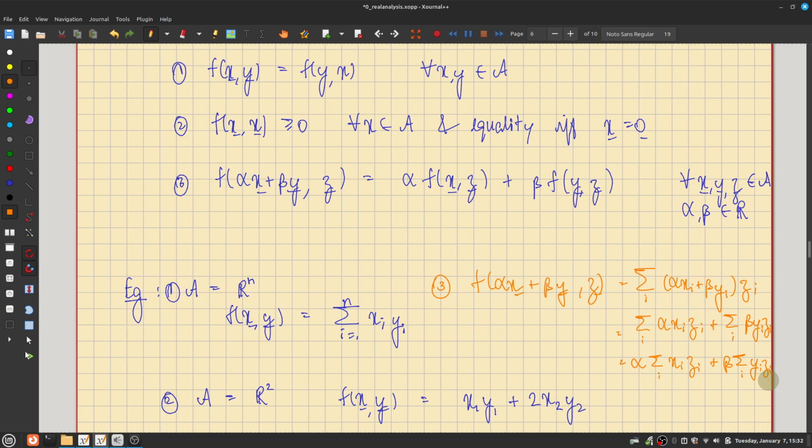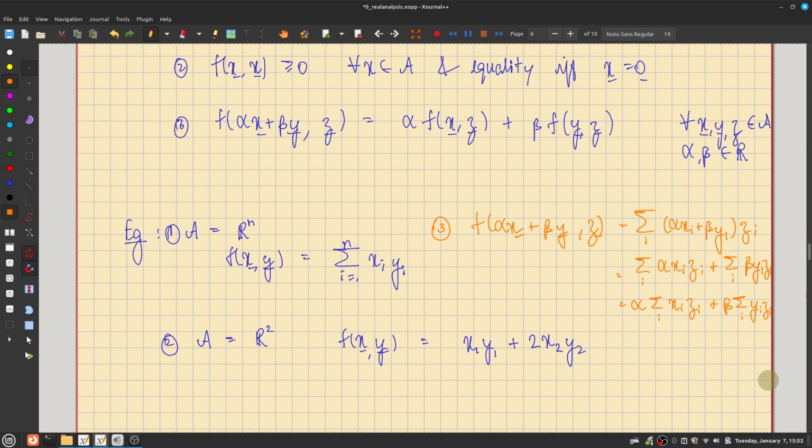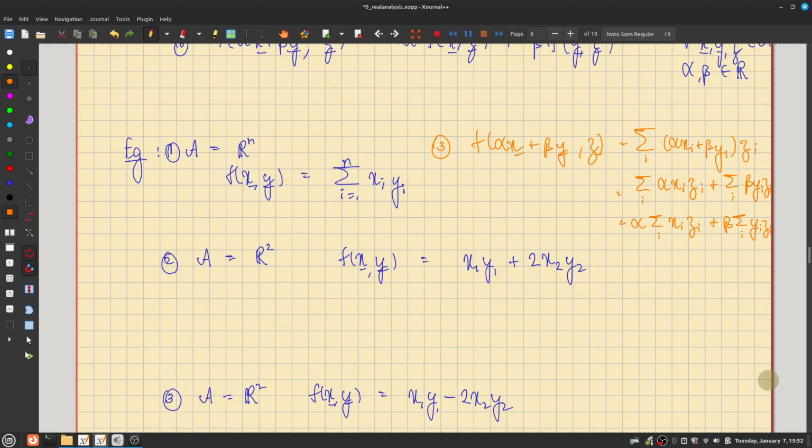Right? Okay, that's okay. It was just a sanity check to make sure that our standard dot product that we've seen is actually an inner product. But now let's look at something a little more interesting.